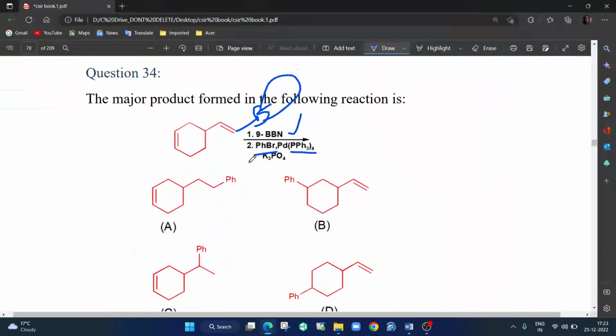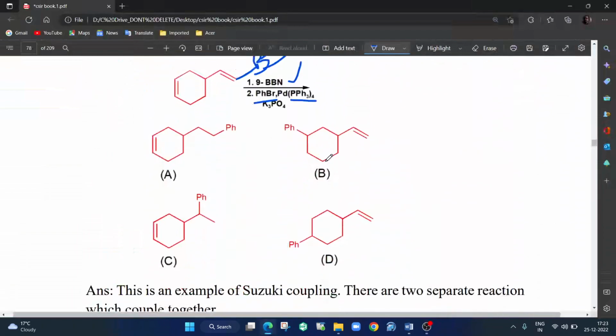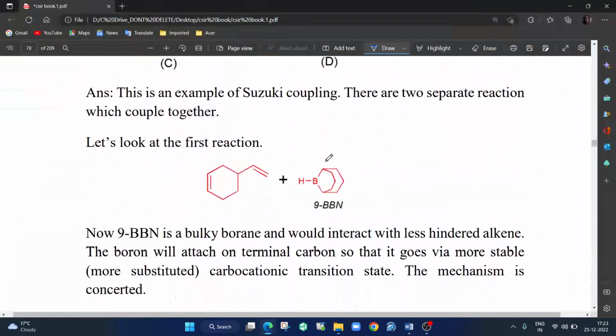This reaction, Suzuki, Kumada, all these are used for alkylation or addition of a phenyl group on vinyl and phenyl groups, where we cannot do it by simple SN1 and SN2 reactions. Okay, let us see the mechanism of how it happens.